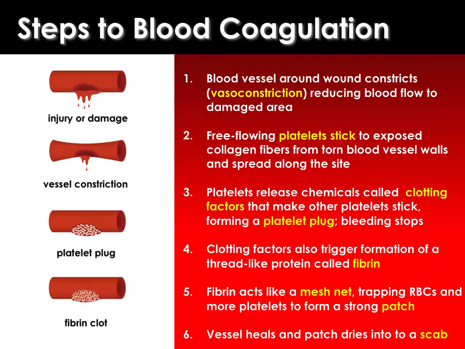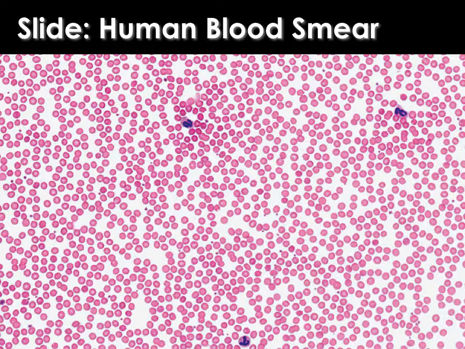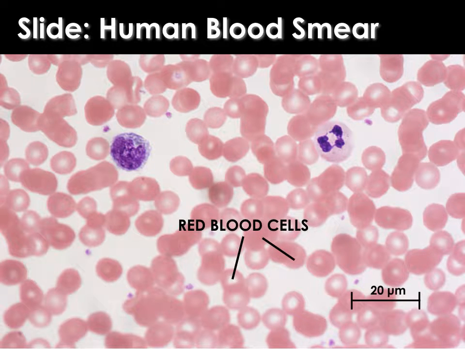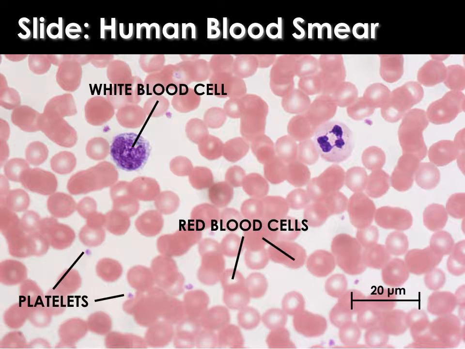Clotting factors also trigger the formation of a thin thread-like protein called fibrin, and fibrin actually acts like a mesh net, and it traps all those red blood cells and more platelets in that area to form a stronger patch. Then the vessel heals, and the patch actually dries into what we would know as a scab. If we were just to look at a smear of human blood, and we'll zoom in a little closer, you've got red blood cells, white blood cells, platelets, and then the majority of it is the liquid part that is plasma.